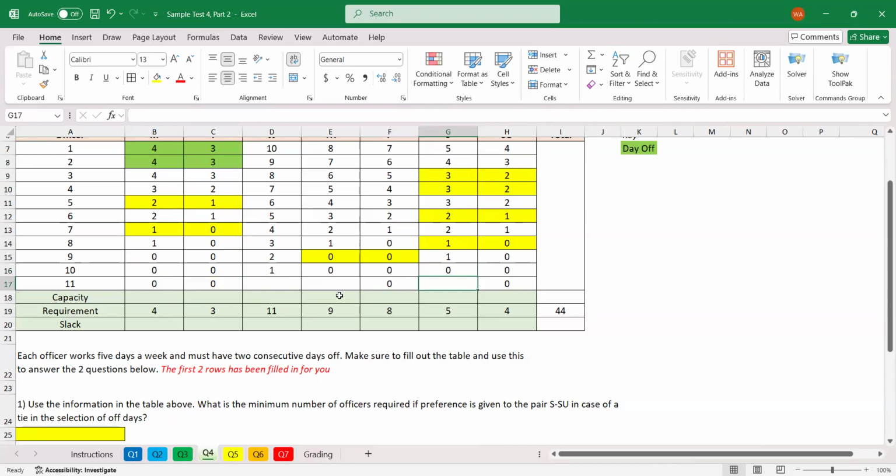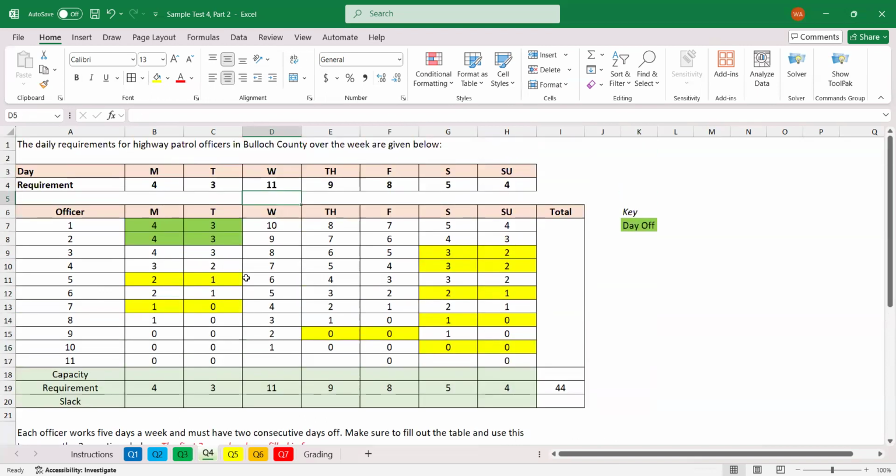Okay. And for officer number 10, let's go ahead and give him his Saturday, Sunday off. And then beyond that, let's see here. For officer number 11, everything here is going to be zeros. Okay.